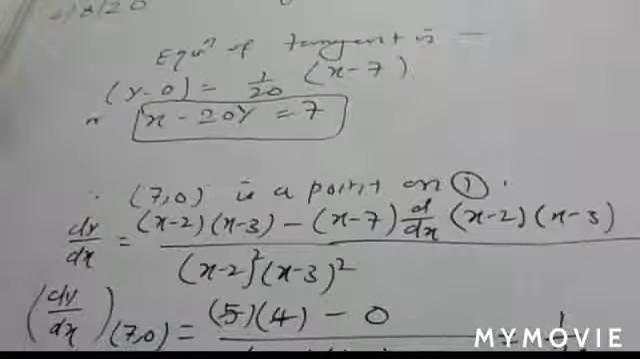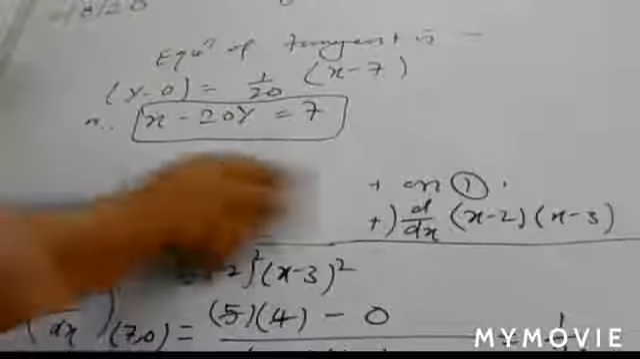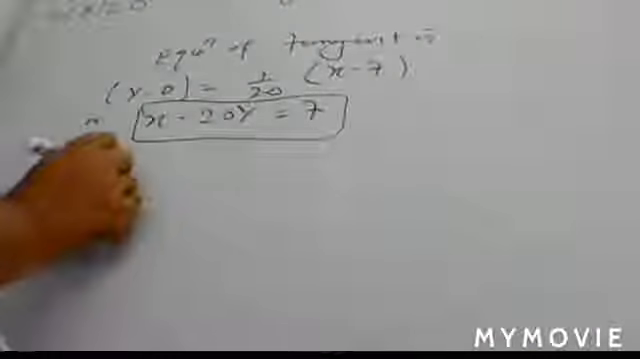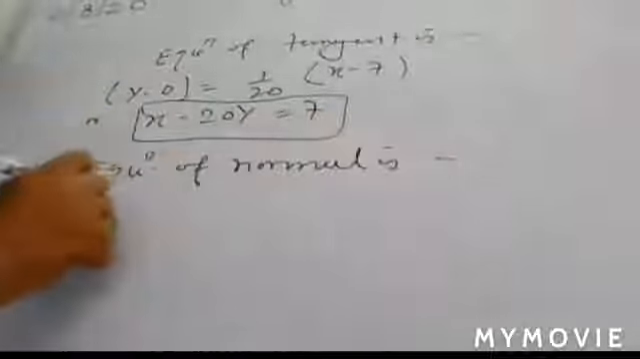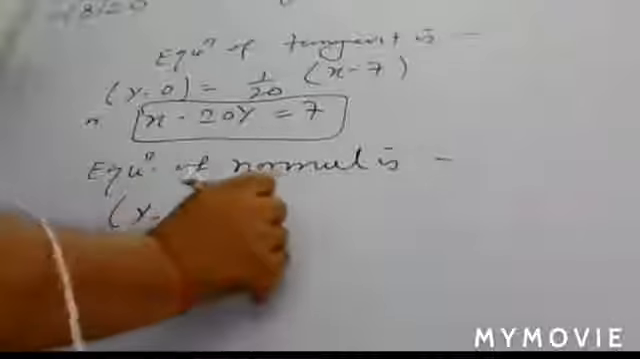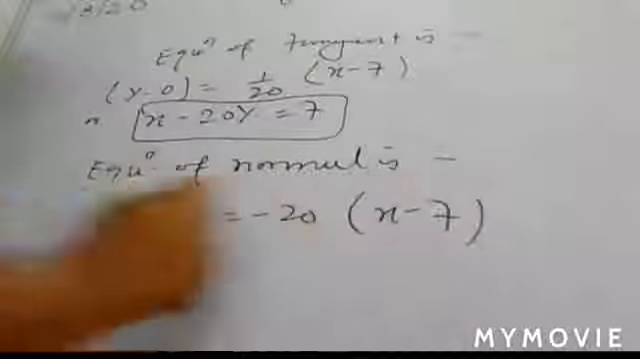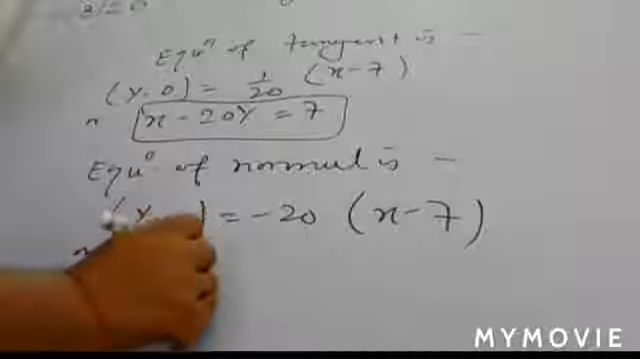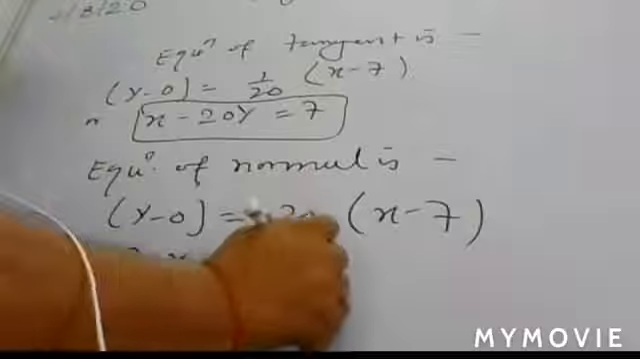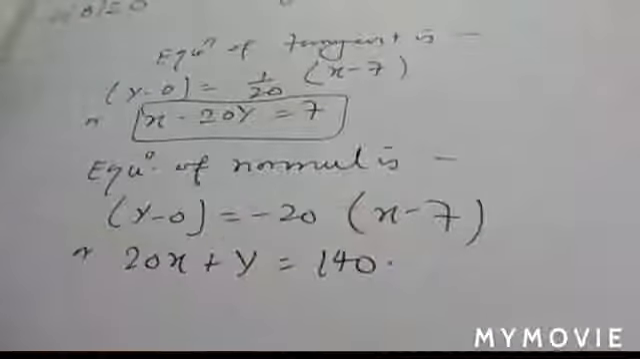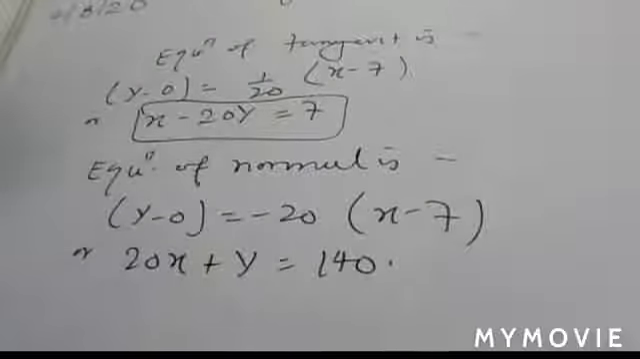In the same way, if you want to find its normal, do it also. The equation of normal is y − y1 equal to −20 times (x − 7). So you have 20x + y = 140. That gives the equation of normal. Understand?